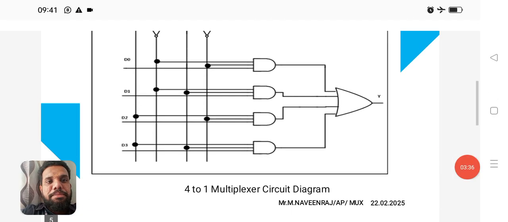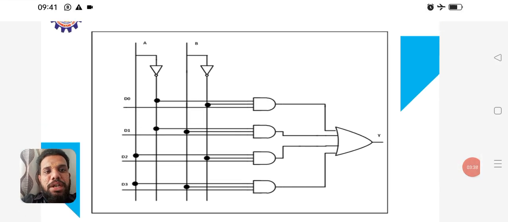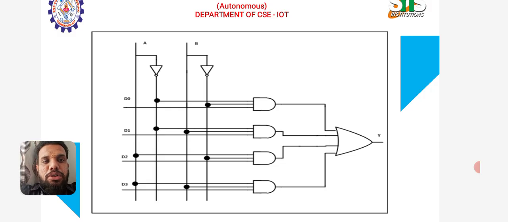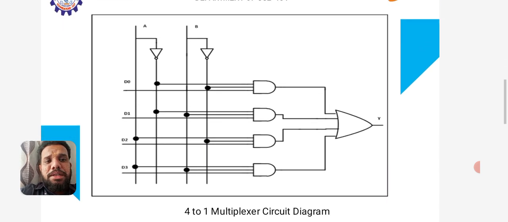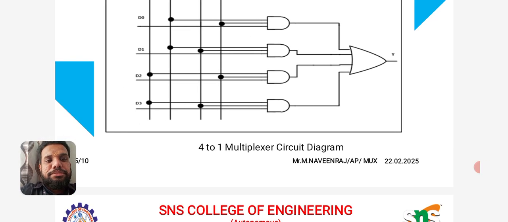Look at this diagram. Here you have 4 inputs D0, D1, D2, D3, and the 2 control bits A and B. The 2 control bits are connected with NOT gates to take the inverse, that is A bar and B bar, so the appropriate input is selected. This is the 4:1 multiplexer with 4 inputs, 1 output and 2 selection lines. Here we have used AND gates and an OR gate.